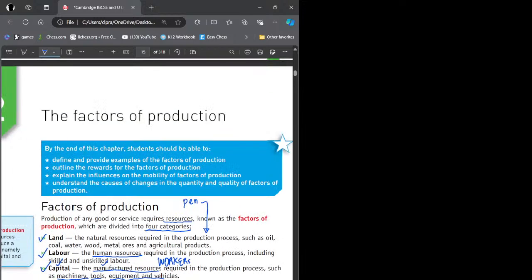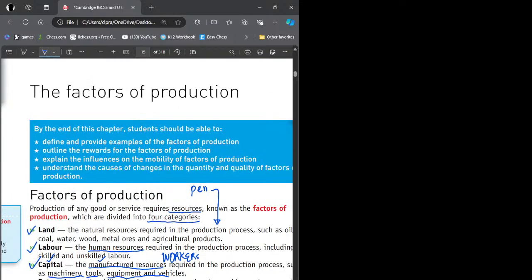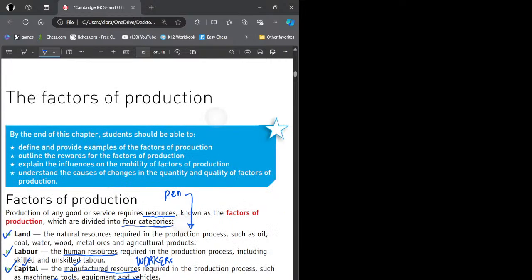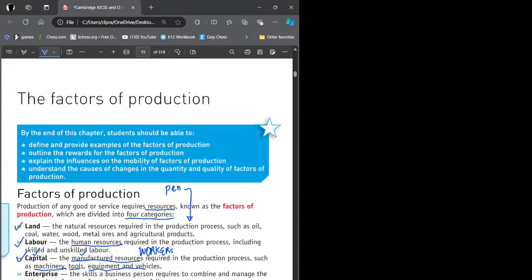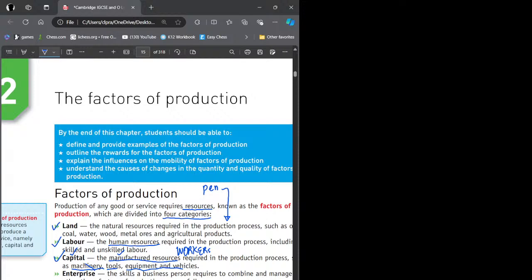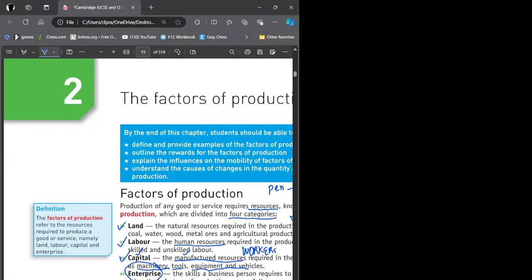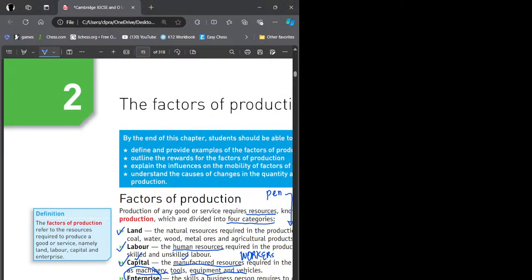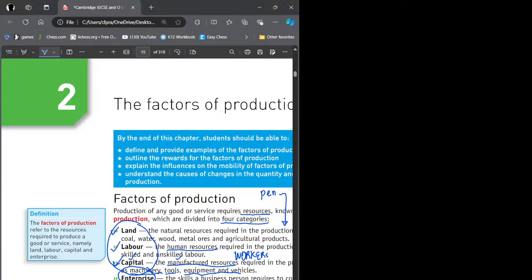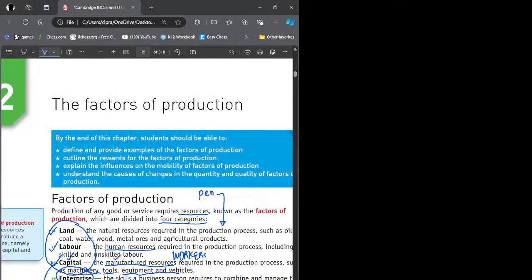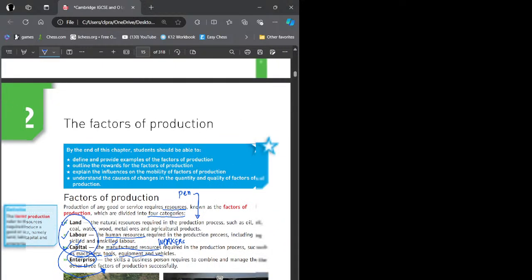Okay, so enterprise. Now, enterprise is the skills a business person requires to combine and manage the other three factors of production. So enterprise is managed by what? The entrepreneur, right? And the entrepreneur does what? He combines land, capital, and labor, and brings them together to start his firm and do the production of his goods and services. So he manages these three in order for the production of goods and services.